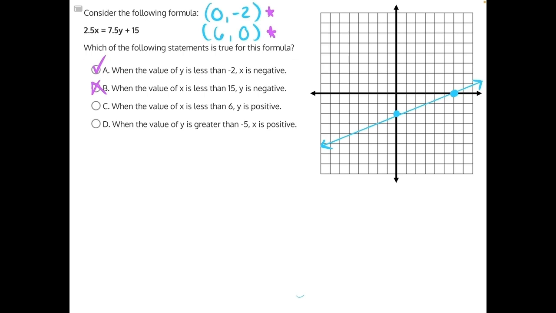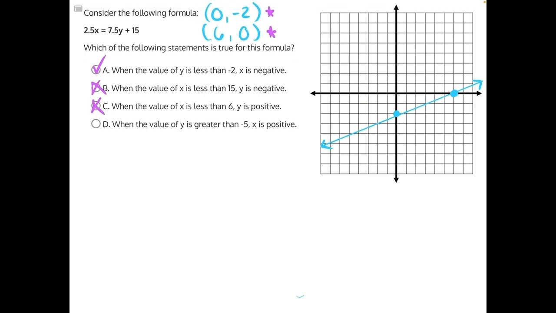C says when the value of x is less than positive 6, y is positive. So let's start at x is less than positive 6. We'll be going to the left-hand side. Y is positive. All of these y values are actually negative, so C is incorrect.